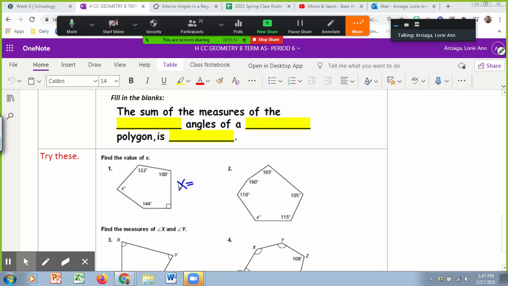The first thing you have to do is count the number of sides. What do you call this figure right here? How many sides does it have? 1, 2, 3, 4, 5 sides, right? It's a pentagon. So in a pentagon, what's the sum of everything? We said it was 540, correct? Okay, so if you add everything up, what's the sum?